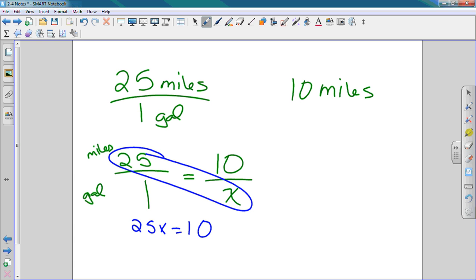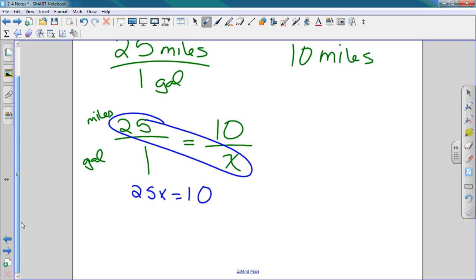What do you got? Divide by 25, and what do you get? x equals 2/5. So he uses two-fifths of a gallon to drive to school one way. You drive to school and then you drive back home every day. So how many gallons of gas does he use in a week?